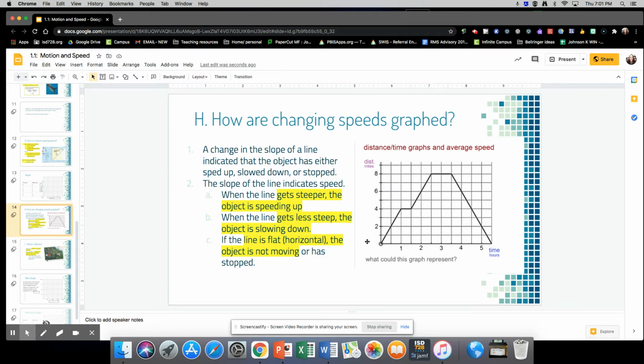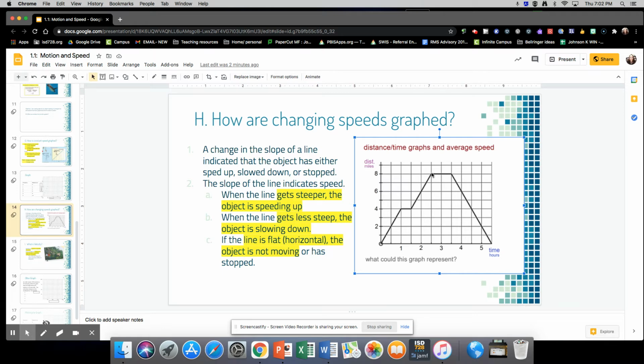So if this was the start, I might say that I drove 4 miles, or maybe not drove, I biked, okay? And it took me 1 hour to bike 4 miles. Then I stopped at McDonald's and I ate lunch and sat down for about a half an hour. Then I continued biking and I biked for another hour, 4 more miles, okay?